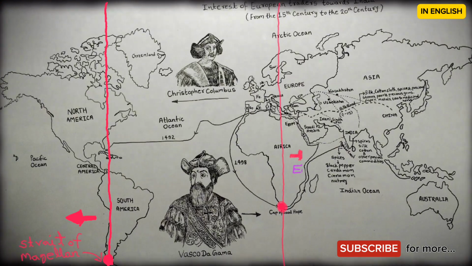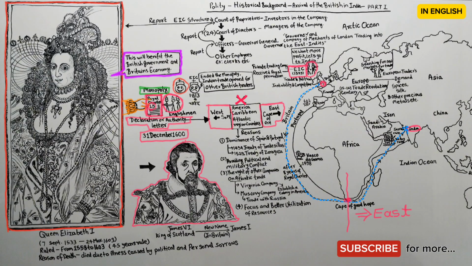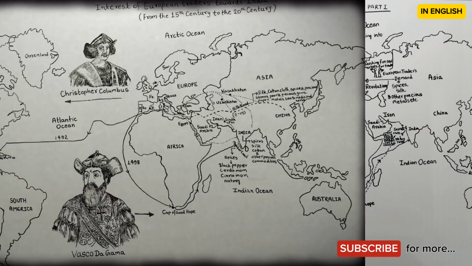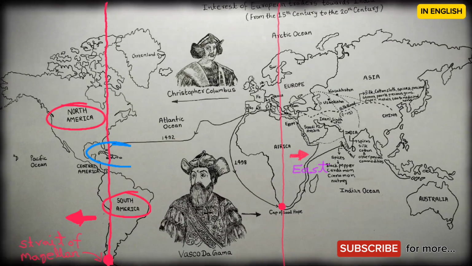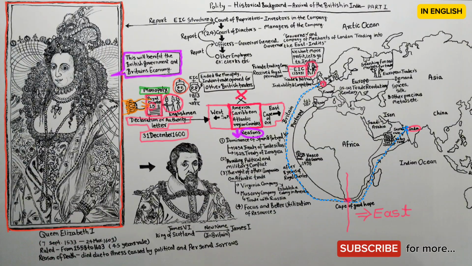Friends, Cape of Good Hope is located at the southern tip of Africa, while the Strait of Magellan is located at the southern tip of South America. This region mainly included India, Southeast Asia, China, and other eastern countries. But this charter did not give the British East India Company the right to trade in the countries of the Western Hemisphere, that is America, the Caribbean region, and the Atlantic region, because there were many reasons for this, friends.